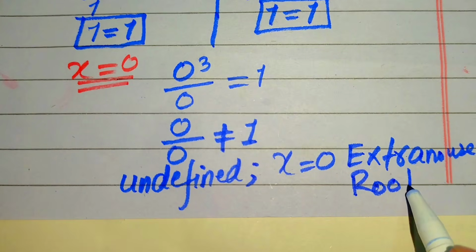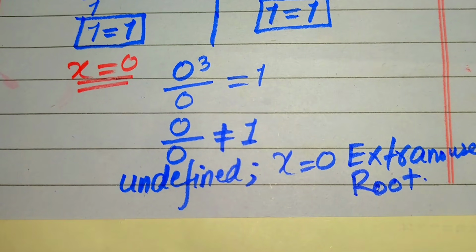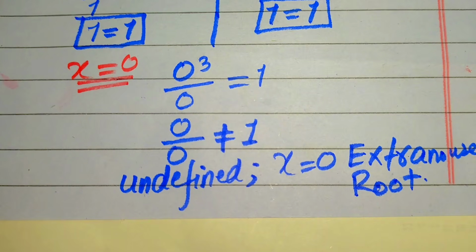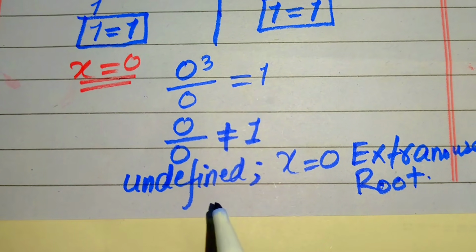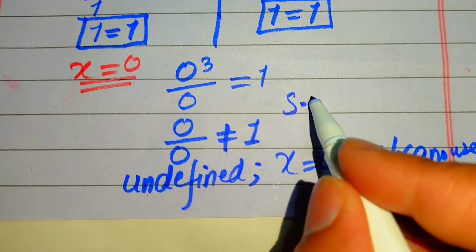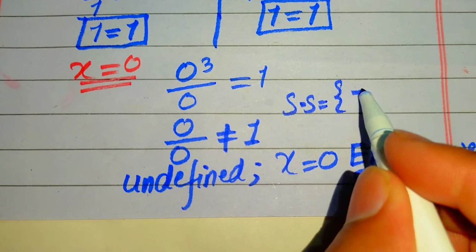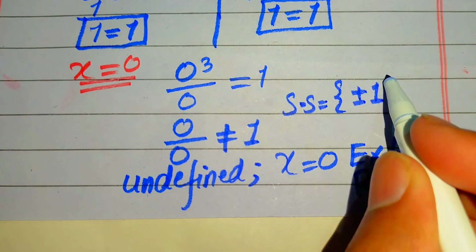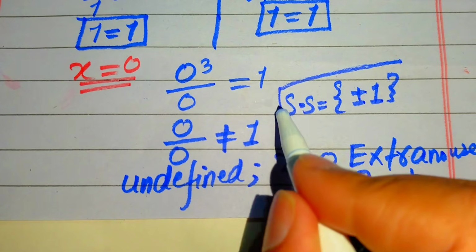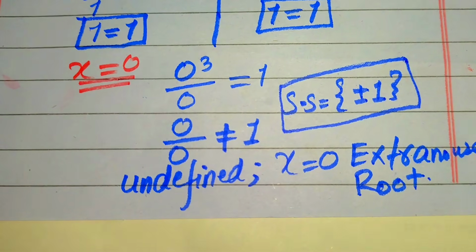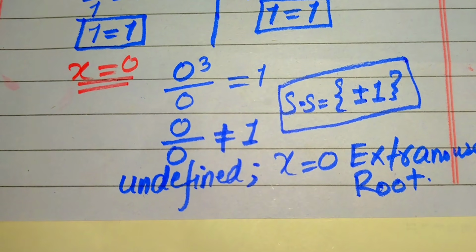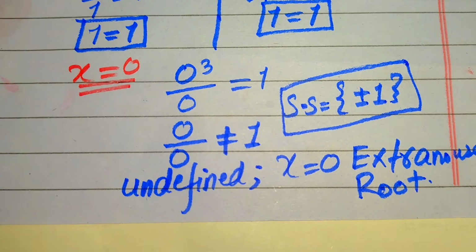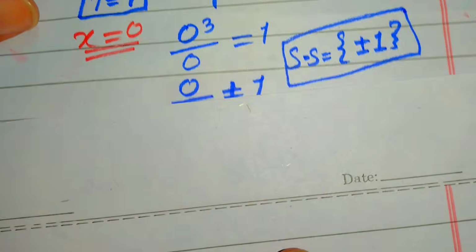Okay, this is the extraneous root because it does not satisfy our given question statement, and we have x equals 1 and minus 1 satisfying our given question statement. So finally we have the solution set of this question is plus minus 1. So this is our final answer which we get here from the first method. And now in the next step we again solve this problem with the second method.